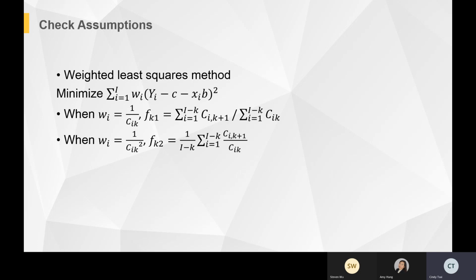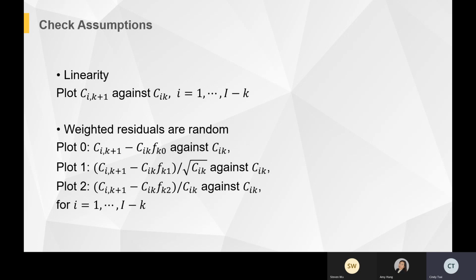In order to be in agreement with the variance assumption, we should use the weighted least squares method. When wi equals 1 over Cik, we get Fk1, and when wi equals 1 over Cik squared, we get Fk2. After transforming the estimation of the age-to-age factors into the regression framework, we can now check the expectation and variance assumptions by plots. Use the plot of Cik plus 1 against Cik to check if linearity is acceptable, and use plots 0, 1, and 2 to find out which one shows the most random behavior.